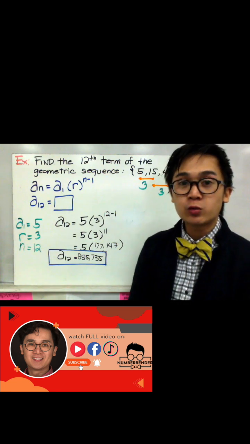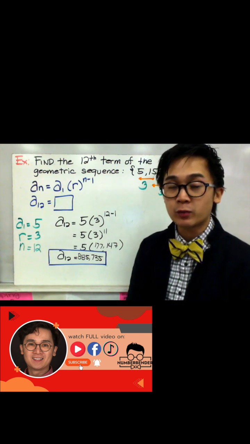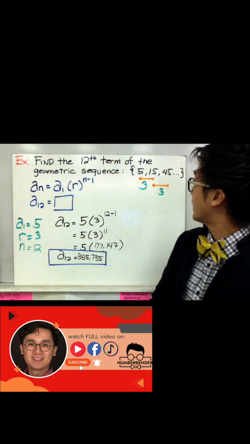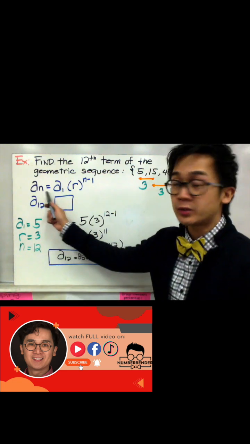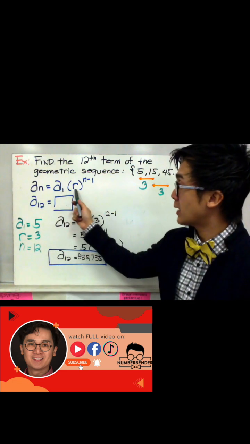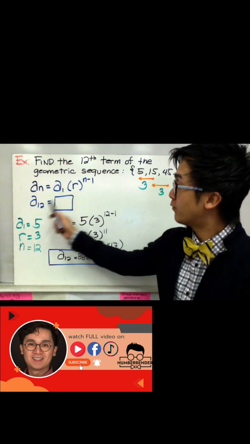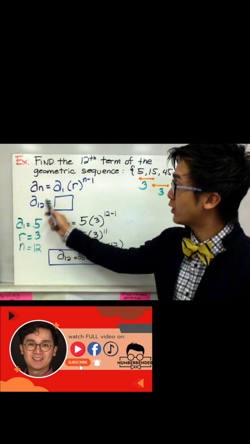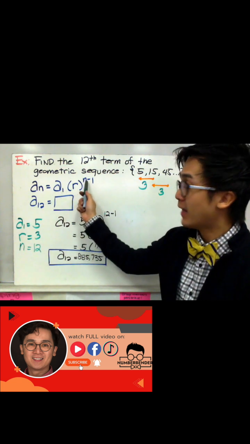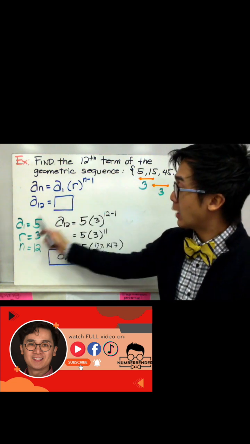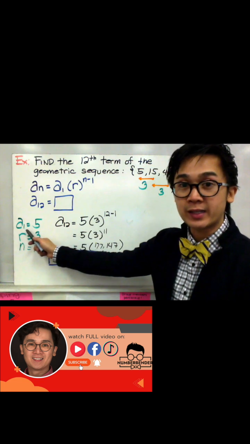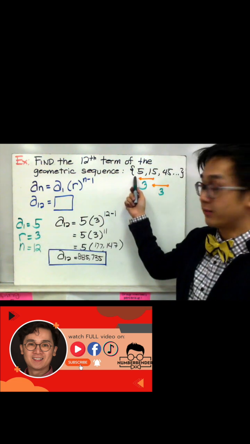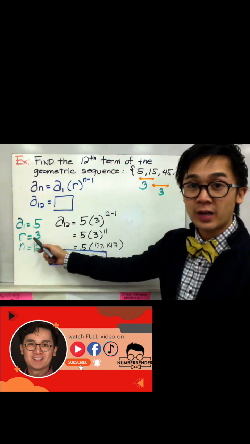Now, to find the 12th term of a geometric sequence given 5, 15, and 45, we're going to use the formula, which is a sub 1 times r to the n minus 1, and find the 12th term of the sequence by plugging in the values of a sub 1, r, and n in our formula. Now, a sub 1 is easy to find because it's given, and it's the first term of the given sequence, which is 5.